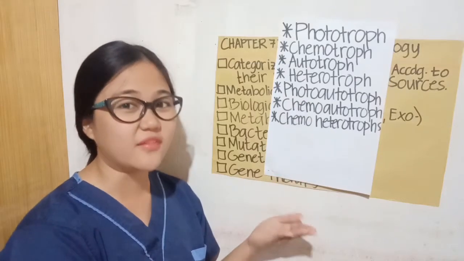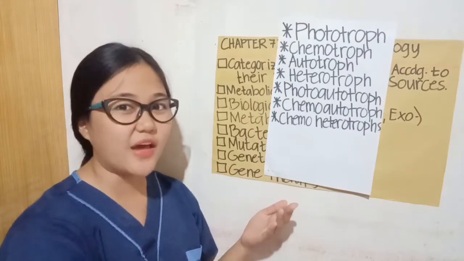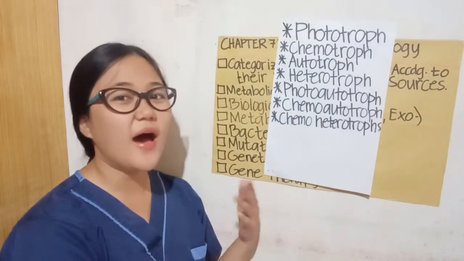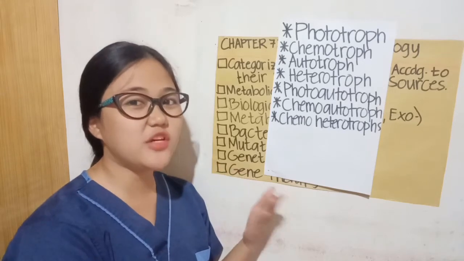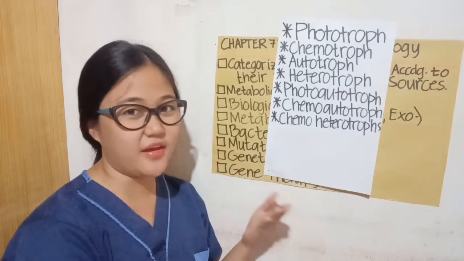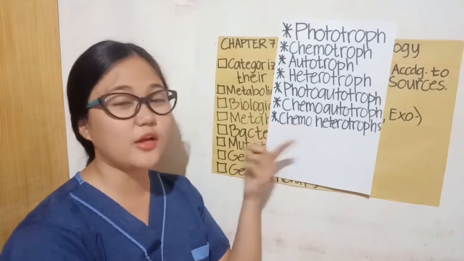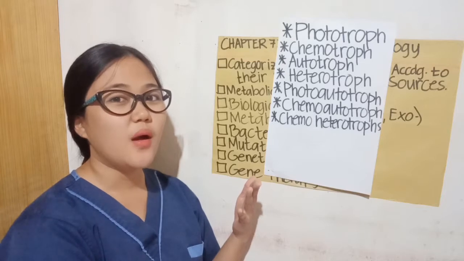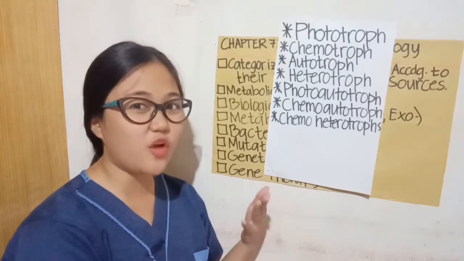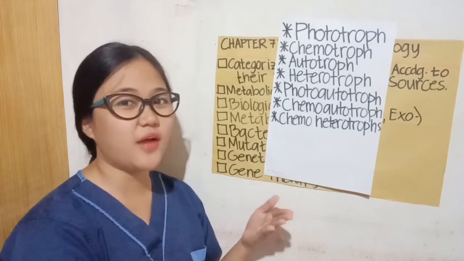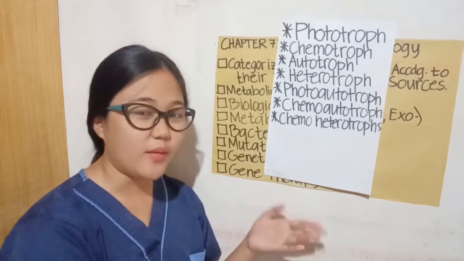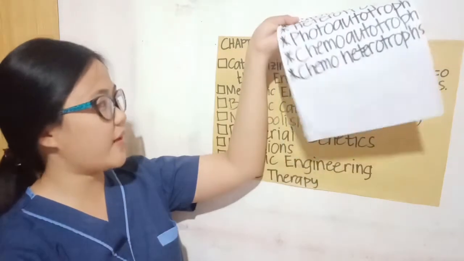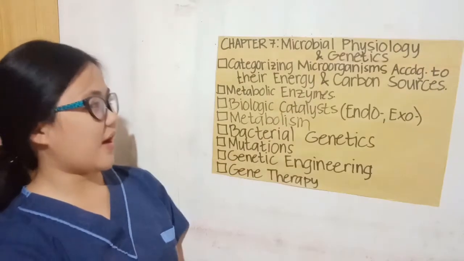Photoautotroph uses light as their energy source and carbon dioxide as their carbon source. Chemoautotroph uses chemicals as their energy source and carbon dioxide as their carbon source. Chemoheterotrophs use chemicals as energy source and an organic compound rather than carbon dioxide as their carbon source. So that's categorizing microorganisms according to their energy and carbon source.